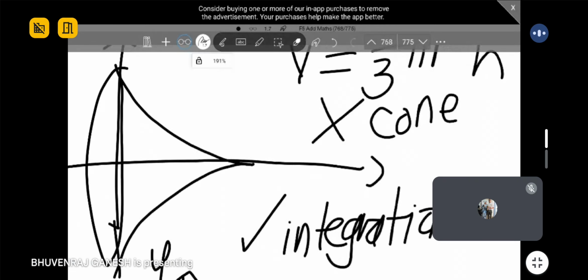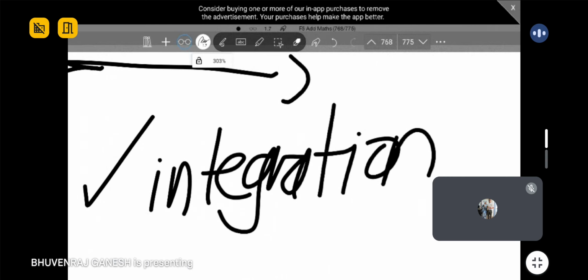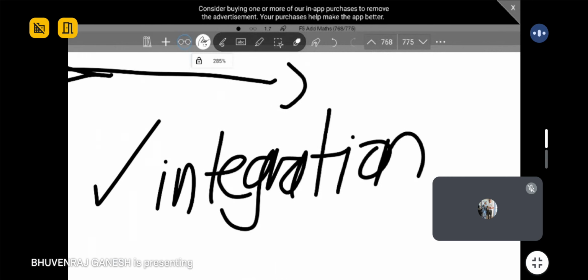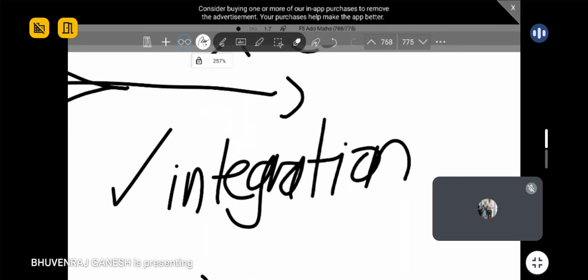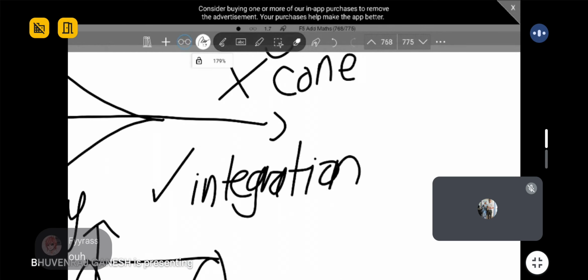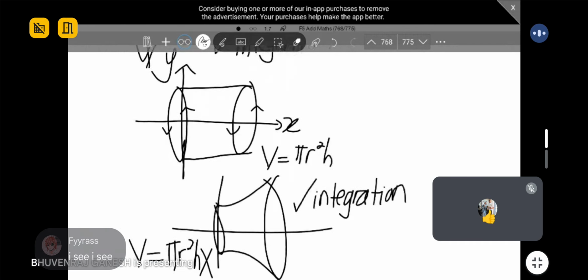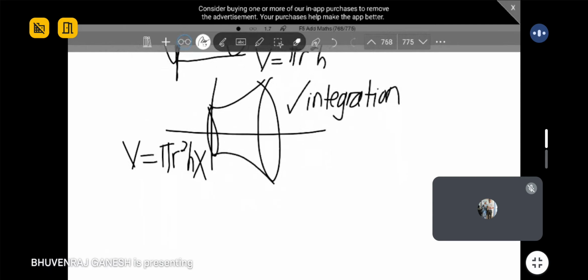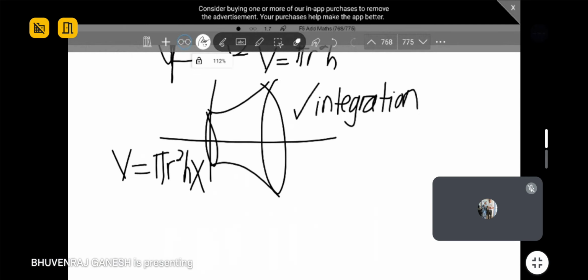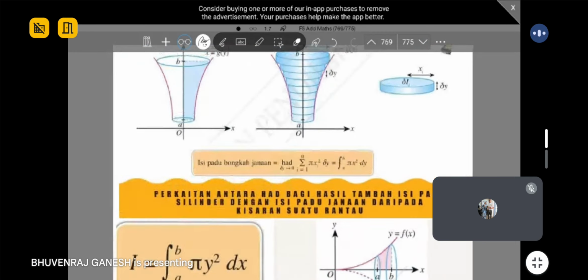Can you all see that, guys? This is the importance of integration. If you don't have a common shape like cone, cylinder, you cannot find volume. Kamu tak boleh cari isi padu. So that's why we have integration to find volume as the second method. So that's the importance lah. Kamu belajar pengamiran ni untuk cari isi padu. Okay? So can you guys understand up till here?